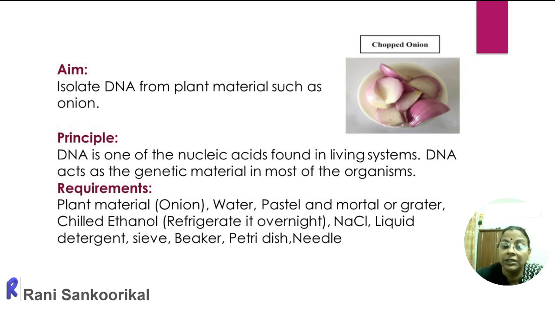It can even be done with the help of a blender. But when you are blending it, you have to make sure that it should not be finely powdered. It should only be crushed. So the mechanical breaking can be done by crushing or by blending the onion pieces in a mortar or in a blender. So the first step will be over.